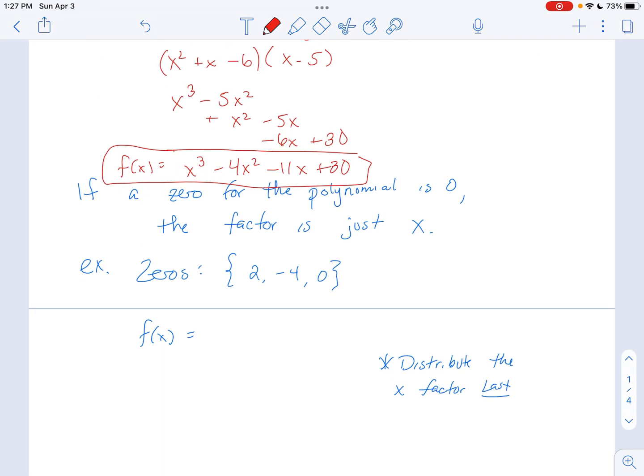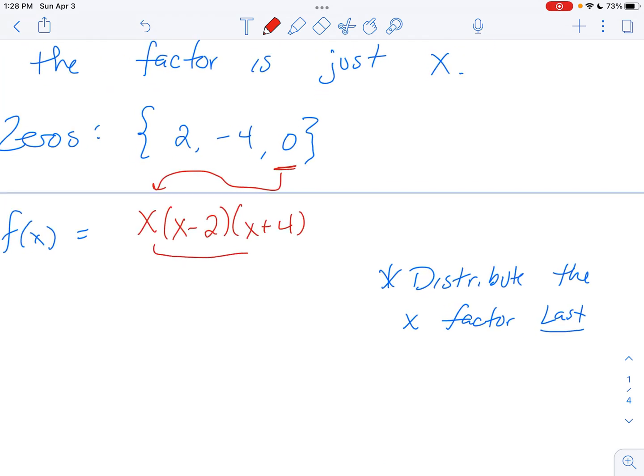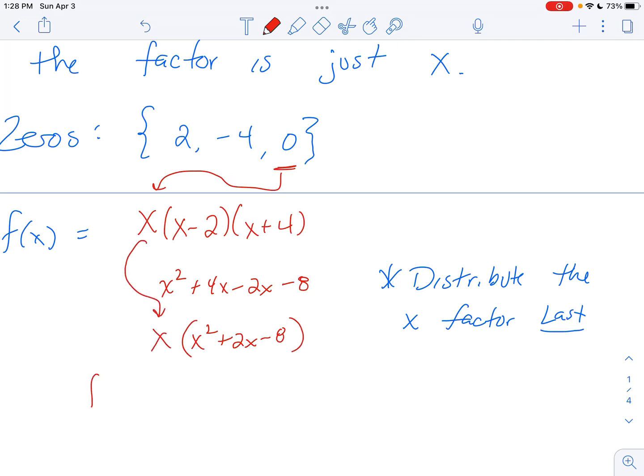Sometimes you'll get zeros as the number 0 itself. So for example, if we have zeros 2, -4, and 0, you'll have a factor x minus 2, a factor x plus 4, and then this zero will just be a factor of x. And then you'll distribute like we did before. The trick with this one is that x factor, distribute that last, because it's always really easy to distribute an x. So let's try distributing the x minus 2, x plus 4 first. x squared plus 4x minus 2x minus 8, combine like terms. And then distribute that x. So the final answer is x cubed plus 2x squared minus 8x. And that will be your final answer.